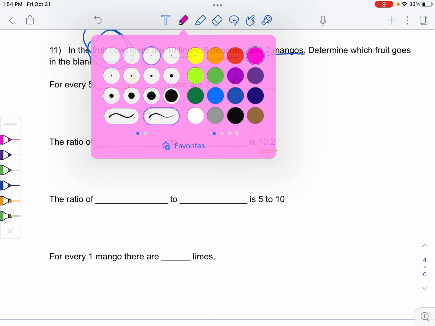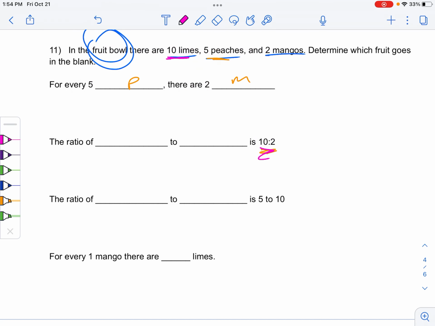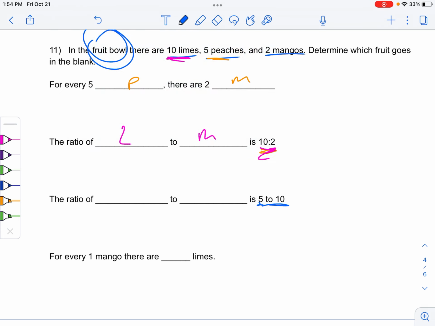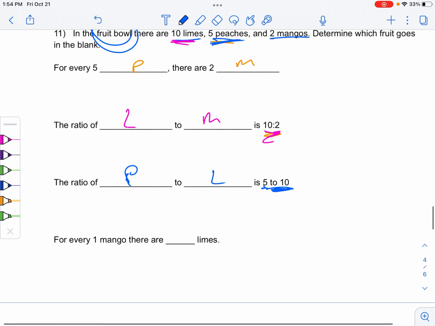I'm going to change colors. 10 is going to be limes, which is the first number, and 2 is the second number, which is mangoes. All right, let's change colors again. Let's go 5 to 10. So 5 is peaches, and 10 is limes. Good. For 1 mango, there are how many limes?